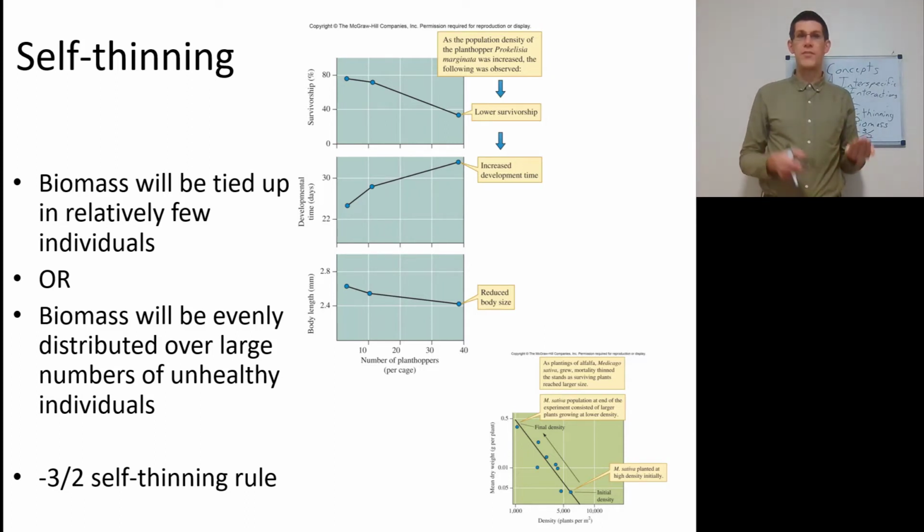And what's going to happen is the self-thinning rule. Not all of them will reach adulthood. In fact, with such a large density, most of them won't reach adulthood, or if they do, the biomass will be tied up in relatively few, or be distributed over large numbers of not very large plants. And these not very large plants will have lower fitness than if they were growing alone.